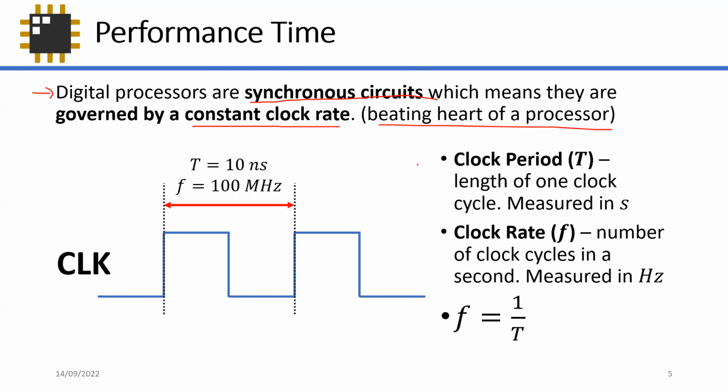Now we have the definition of a clock period. It's the length of one clock cycle, how long in terms of time, measured in seconds. So pretty much from edge to edge, that's just one clock period.